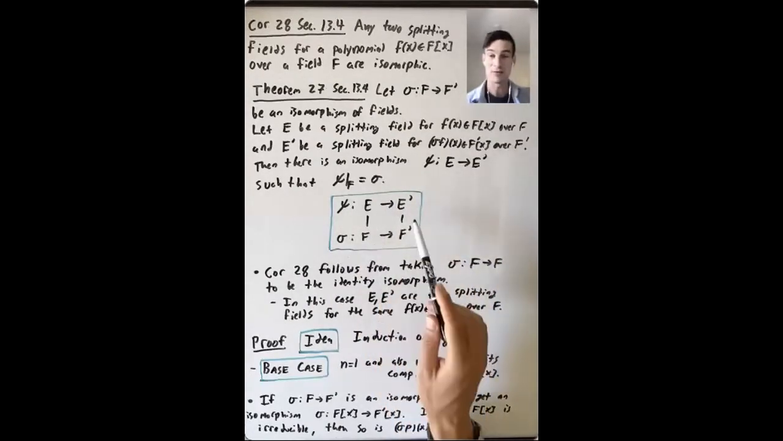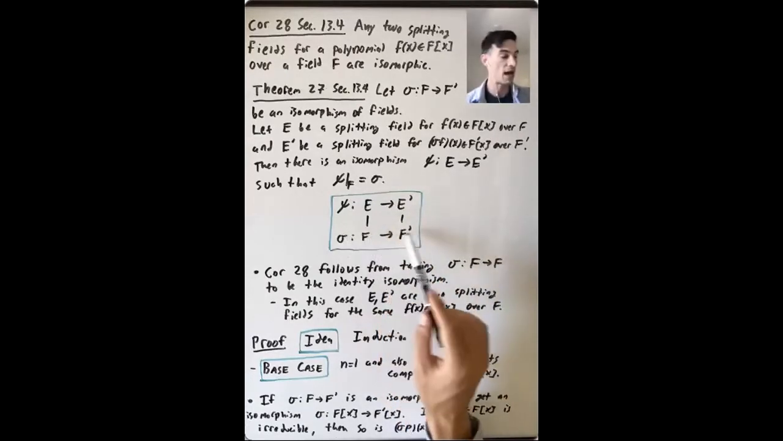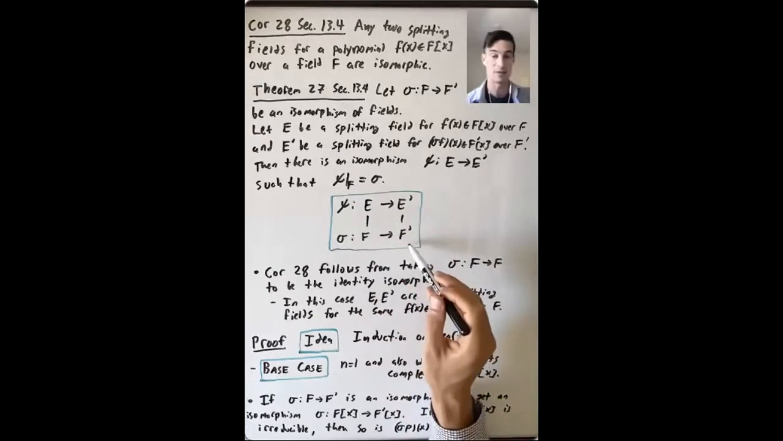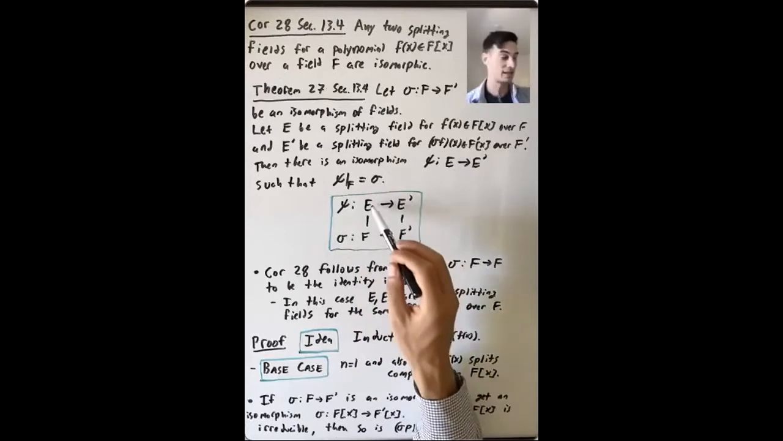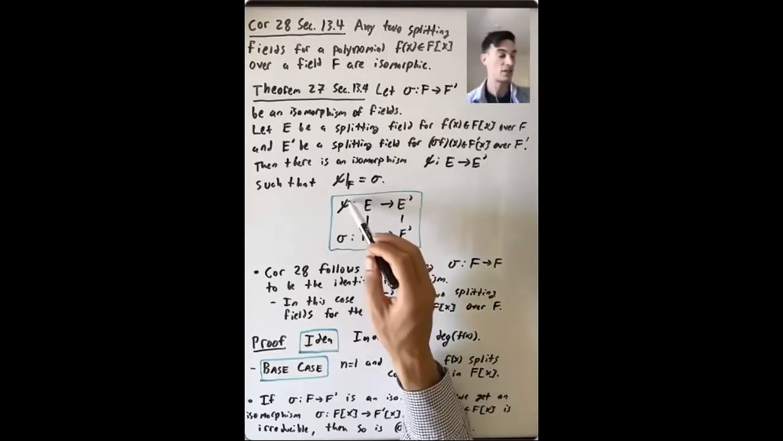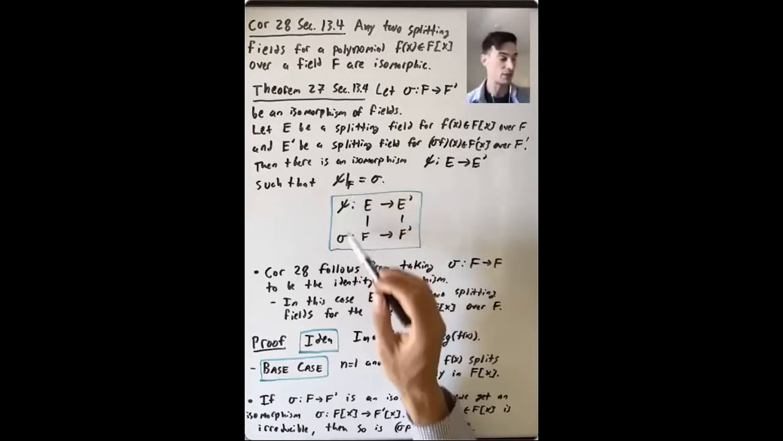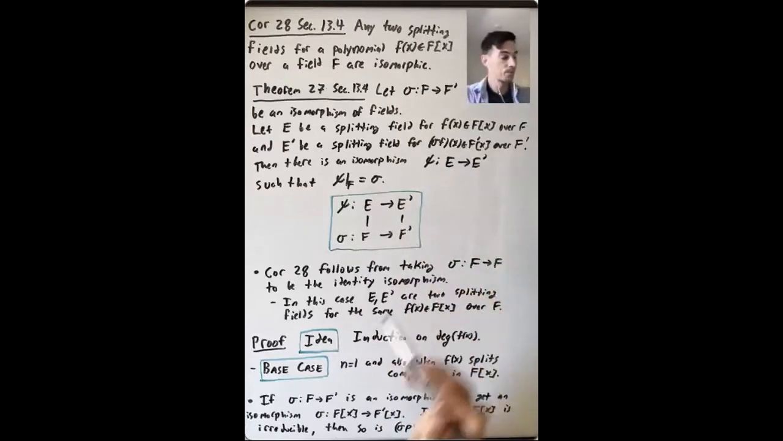Again, just like for the previous result, you can think of this in terms of a diagram where you have sigma at the bottom from F to F'. You have another isomorphism between these splitting fields, these extensions E of F and E' of F', such that if you take psi and restrict down to the bottom, you get this isomorphism sigma. All right, so how are these two statements related?